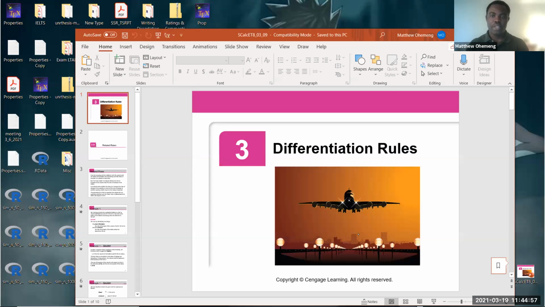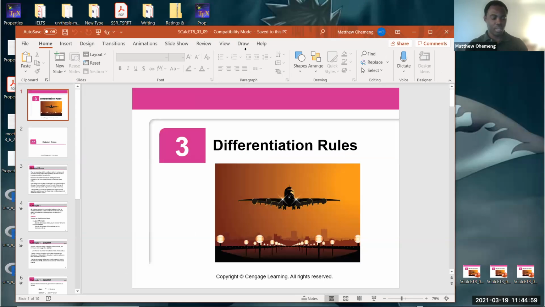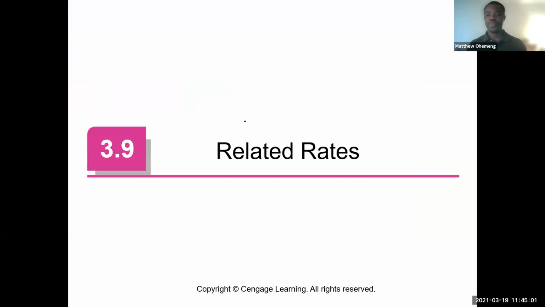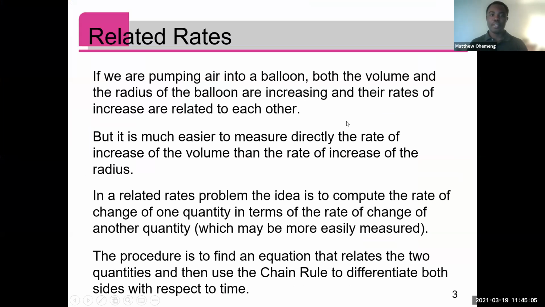Okay, I'm sharing a screen for 3.9. If you can't see, do let me know. Now 3.9 is related rates, right? So for related rates, we are interested in the rate of change of a quantity with respect to time, right? So let's look at this case, right? The example that is illustrated here.